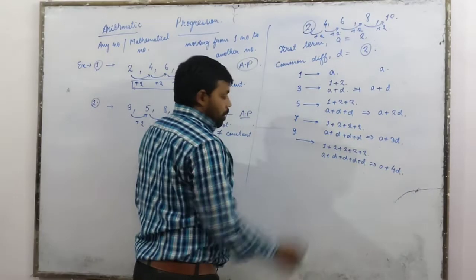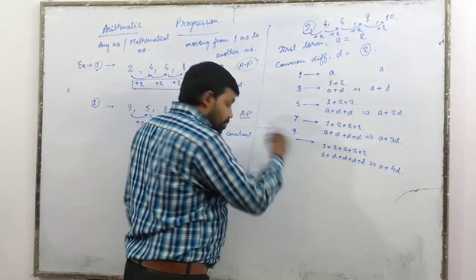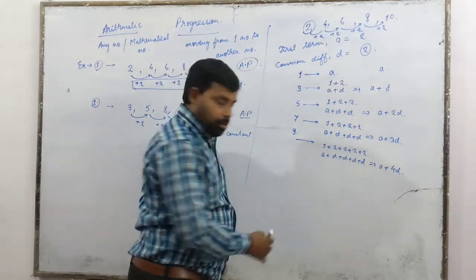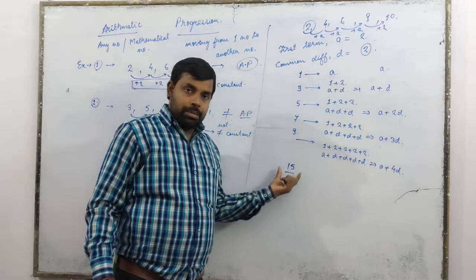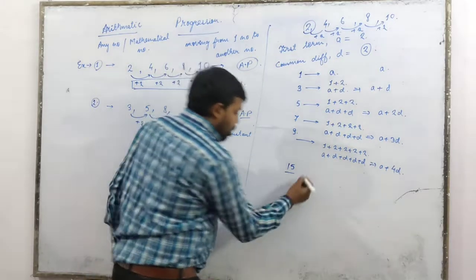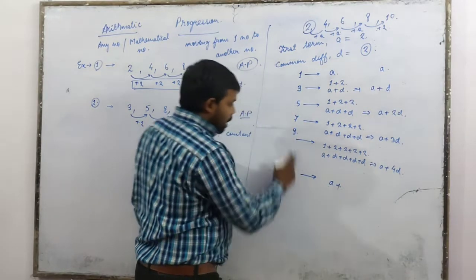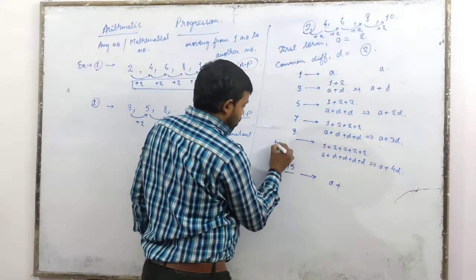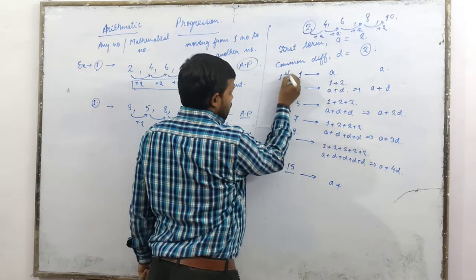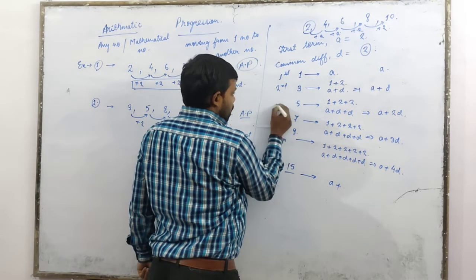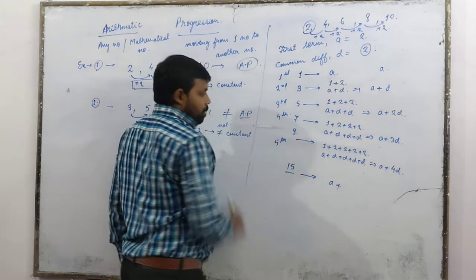Here, if you are asked to find out what is the 15th number in this particular series, how will we find out? Suppose the 15th number is to be found out amongst this series. Suppose I am numbering it. This one is the first number. This one is second. This one is third. This one is fourth. And this one is fifth.